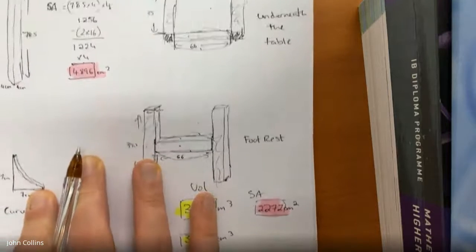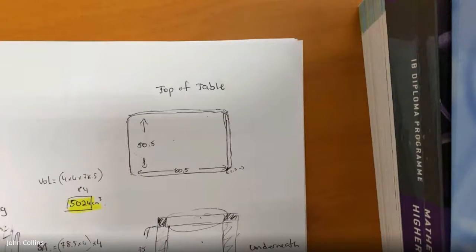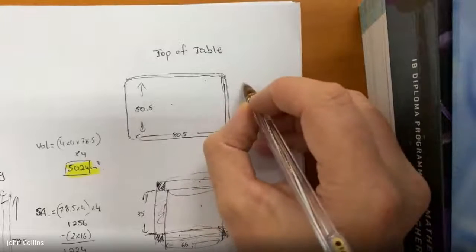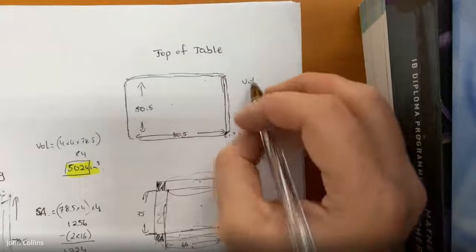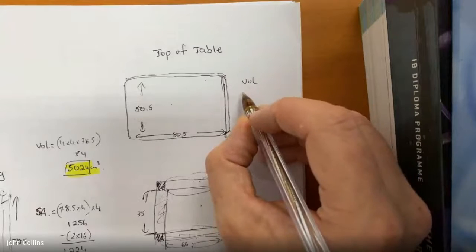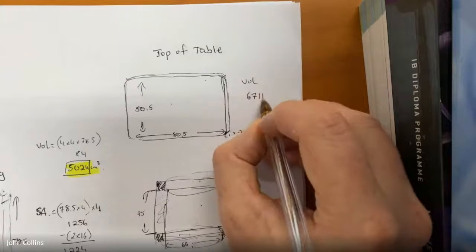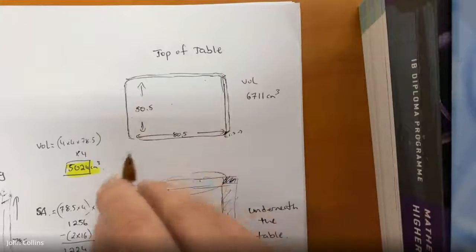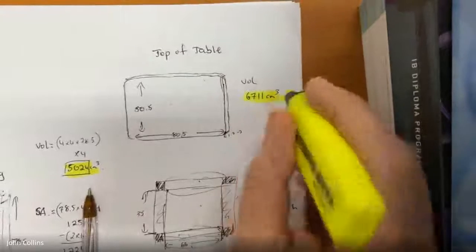All right. And the top and the bottom of the table now, they're quite large surfaces, aren't they? So we're expecting the majority of the table to be in this. So the volume of it is going to be 50.5 times 80.5 times 1.7. So a lot of you should have got pretty close to that. And I got 6,011 for the volume, just multiplying length times width times its height. So a lot of you probably should have got a similar answer to that for the volume of the top of the table.